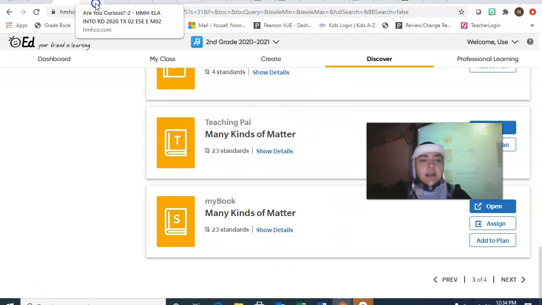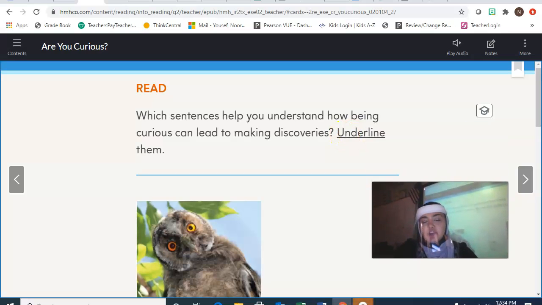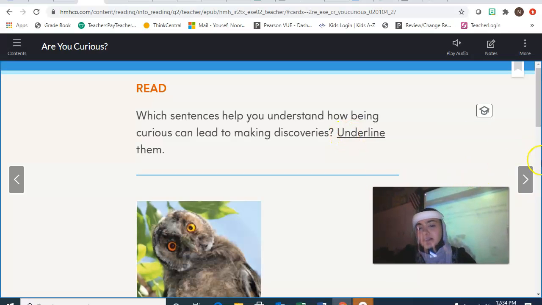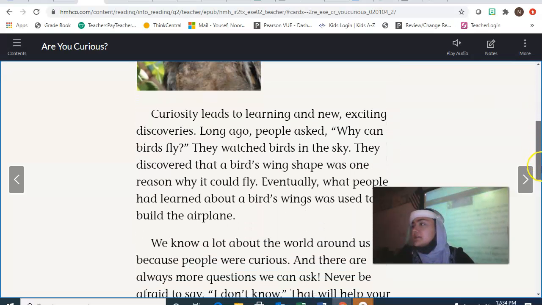Opening up our HMH, it says, read. Which sentences help you understand how being curious can lead to making discoveries? So what does it mean to be curious? Who can raise their hand and tell me, what does it mean to be curious? Jacob, see? What does it mean when I say, are you curious? What is that?